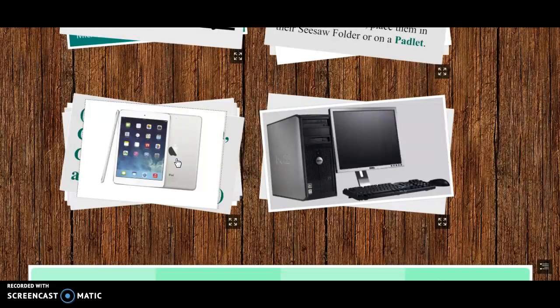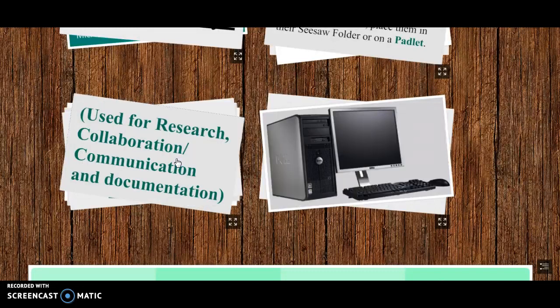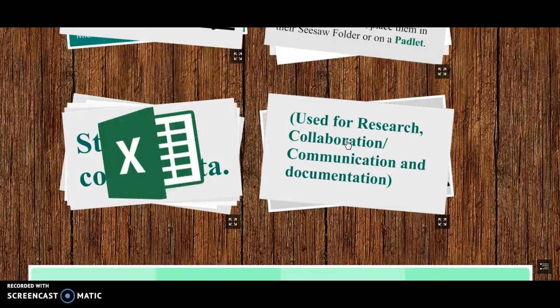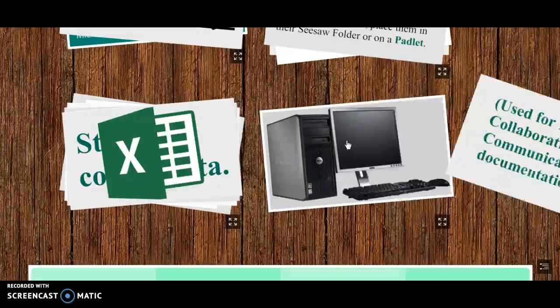Students also used iPads, and the iPads were used for research, collaboration, communication, and documentation. The iPads were used in conjunction with their desktops in the classroom, which were also used for research, collaboration, communication, and documentation.